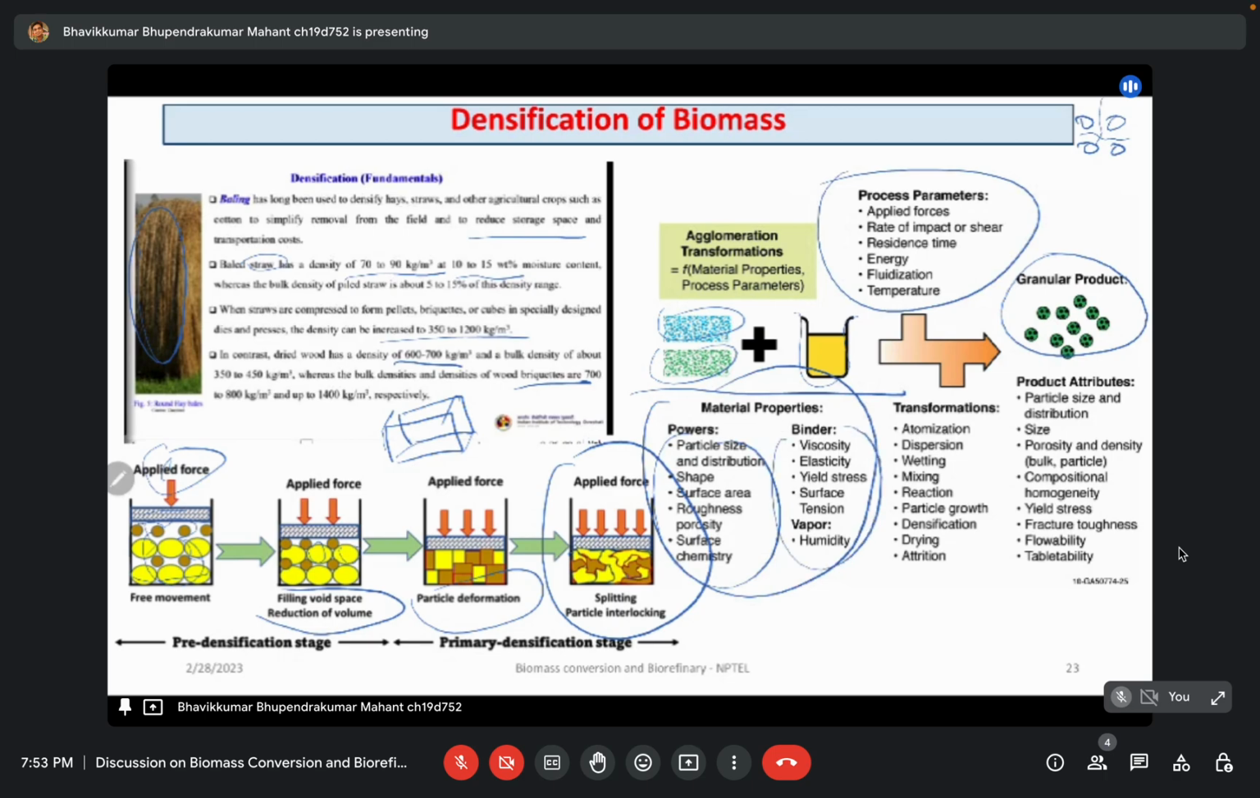So you have to think, when you are developing the agglomeration process for powders, about surface area and roughness. If you use some binder, this liquid is known as a binder, which will bind the material. Then transformation is through wetting, mixing, reaction, any kind of process. And at the end, what you get as a final product, what the attributes and characteristics are: small particle size, high surface area, good flowability, good yield stress. Ultimately you can handle this biomass in a very good manner.